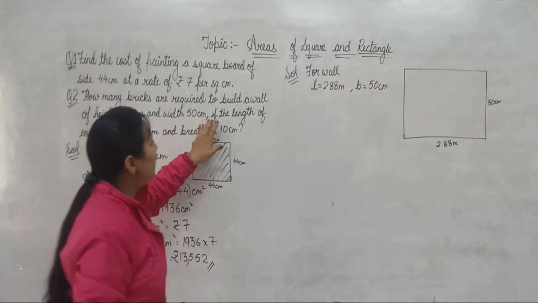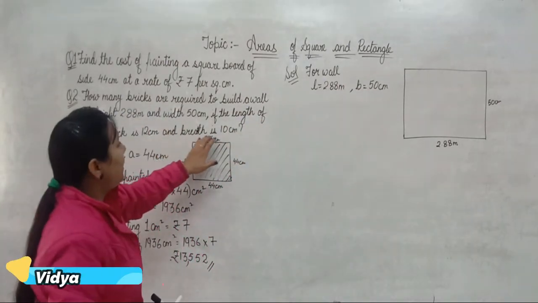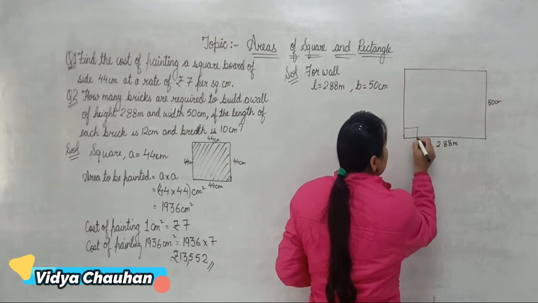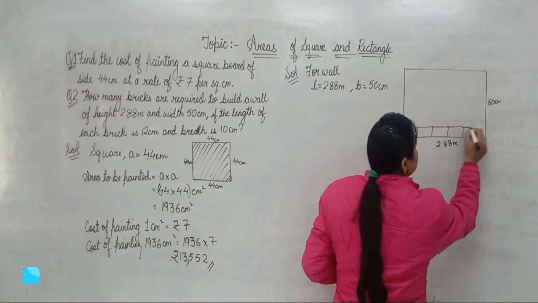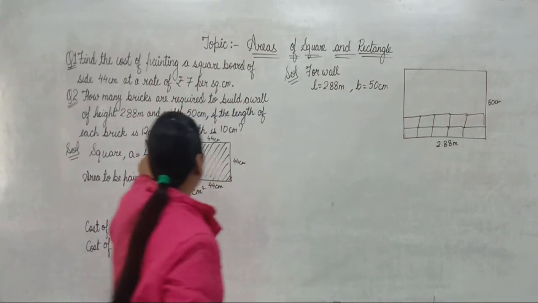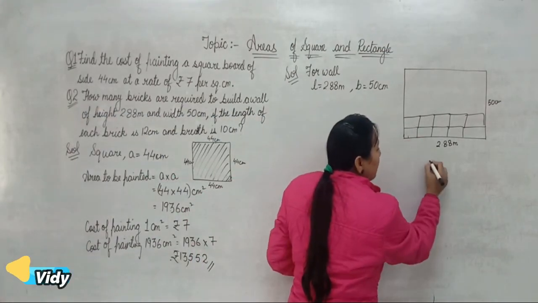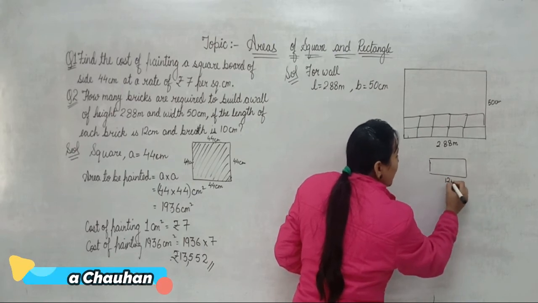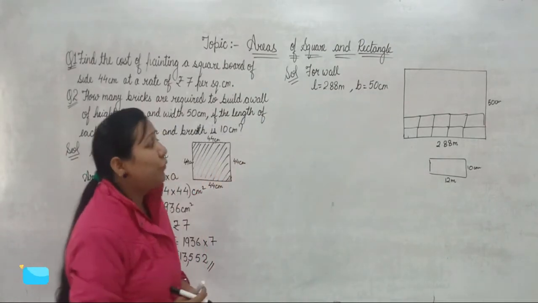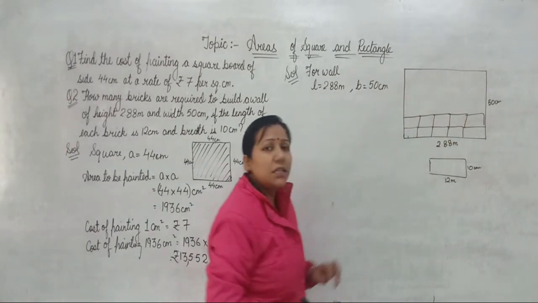Now continuing further, the length of each brick is 12 centimeter and breadth is 10 centimeter. Since we are preparing walls, we have to put bricks in this, and the brick dimensions are given to us. Each brick is of 12 centimeter length and 10 centimeter in breadth. Clear, students? So we have to find out how many bricks we need to prepare this complete wall.